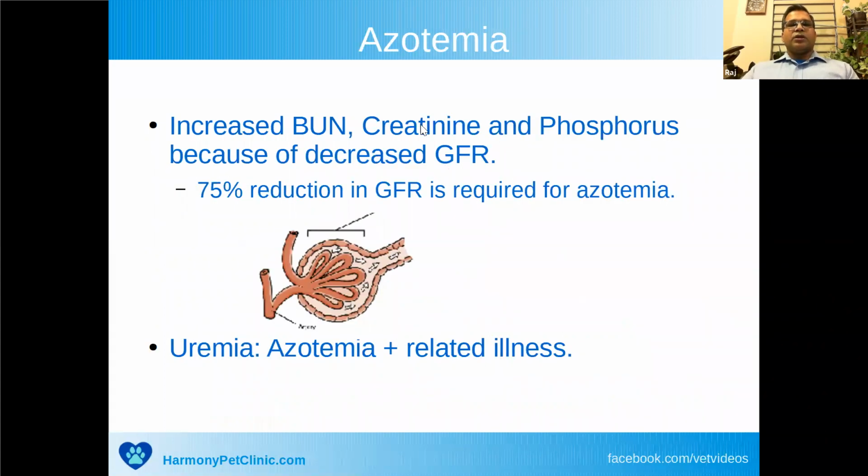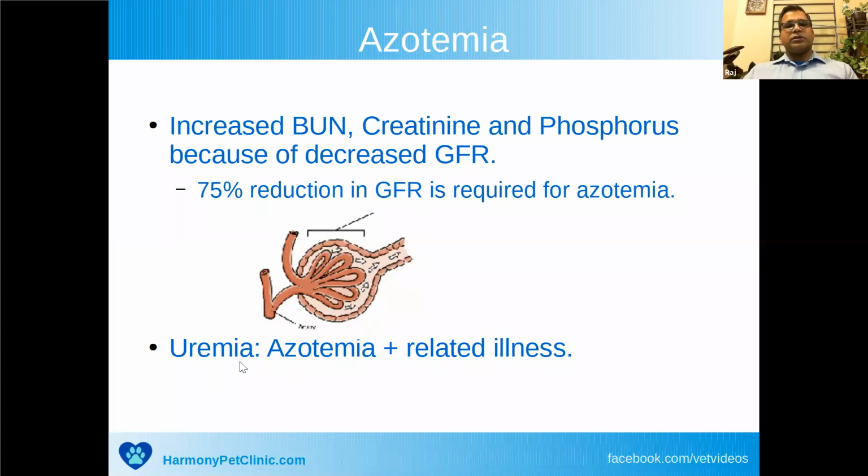So azotemia. Azotemia is increased blood urea nitrogen, creatinine, and phosphorus because of decreased glomerular filtration rate. So this increase of BUN, creatinine, and phosphorus is called azotemia. And usually 75% of reduction in GFR is required for azotemia to develop in the blood. To increase these values in blood, at least 75% of reduction of filtration rate.